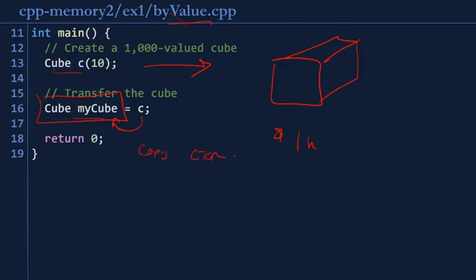And here we're transferring the cube to another person. But what's actually happening at the end of this program is we don't just have 1 cube, we have 2 cubes because we constructed our first cube and then we used a copy constructor to create our second cube. So I expect that this program is going to create $2,000, which is not what we want to do. But let's go ahead and find out what happens when we run example 1 by value.